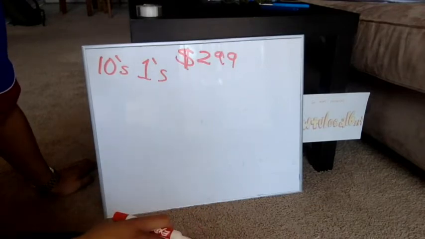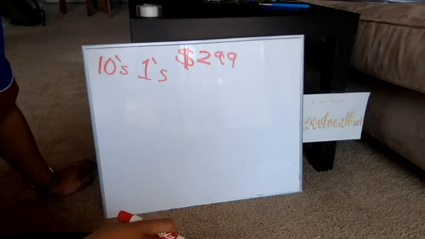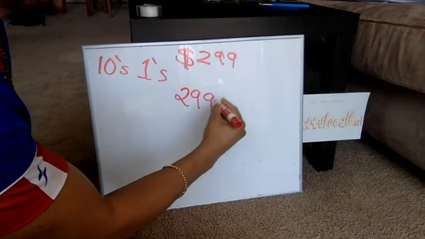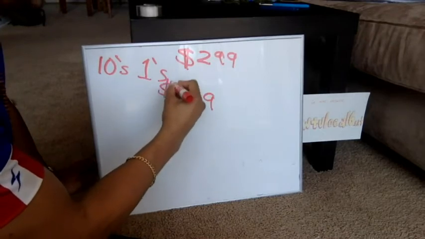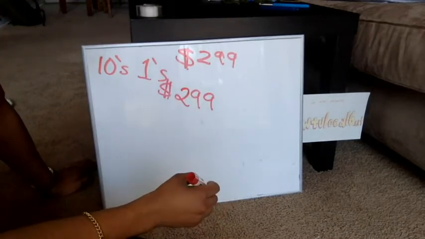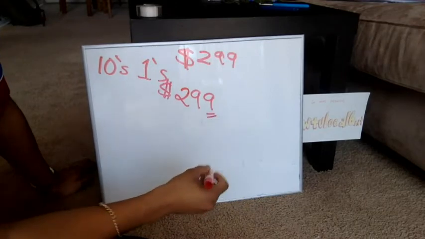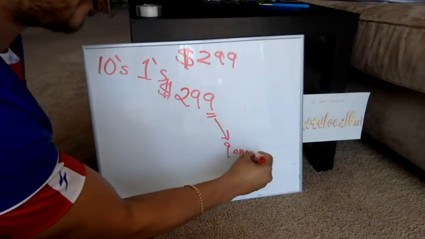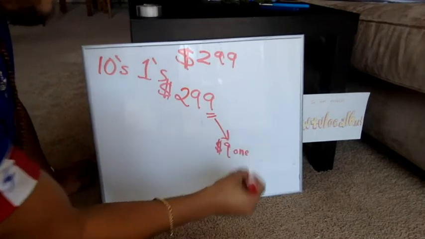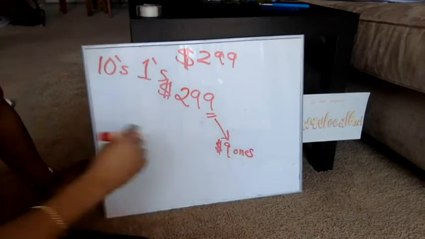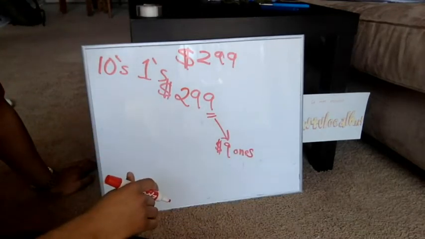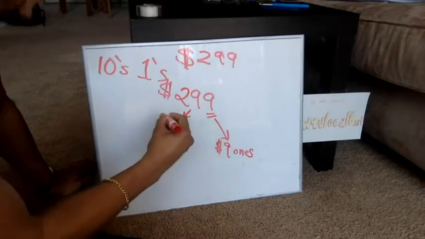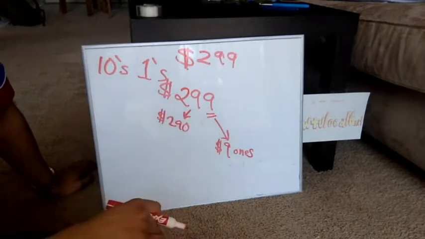I thought about it a little bit, and I realized I know how to do this. $299. First, I decided to pull out the ones out of my wallet. I gave the cashier 9 $1 bills. So I'll put that, the dollar sign symbol. So 9 ones. Easy. What I had left was $290.